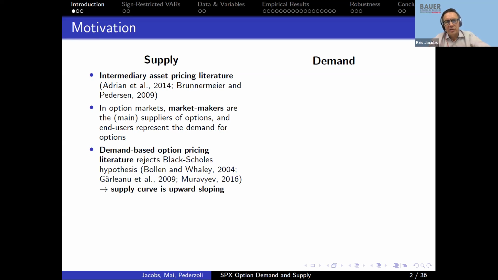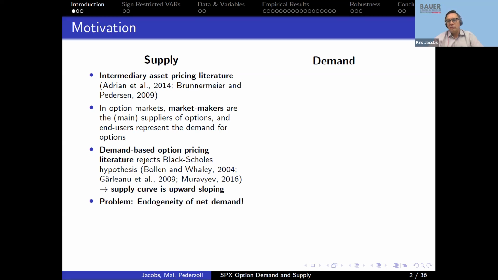This literature on supply in option markets actually goes back to before the financial crisis, and to the best of my knowledge, it starts with this really nice Bollen and Whaley paper, where they investigate the Black-Scholes hypothesis of an infinitely elastic supply curve. From several papers listed there, amongst others Bollen and Whaley, Garleanu, Dimitri's paper, I think there's consensus that the supply curve is upward sloping, that the null hypothesis is rejected.